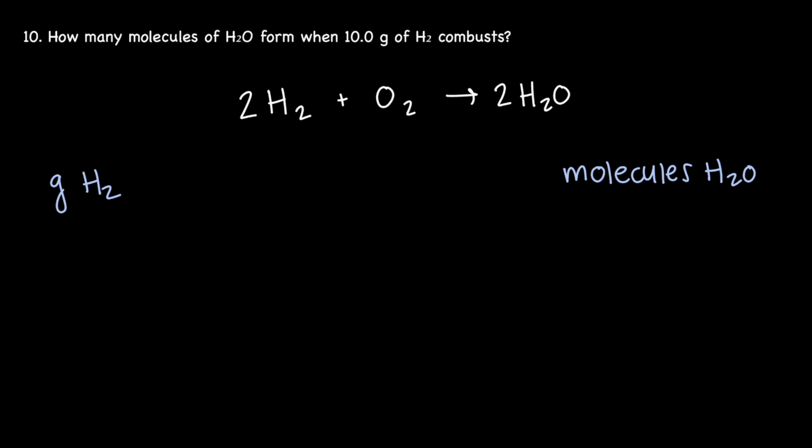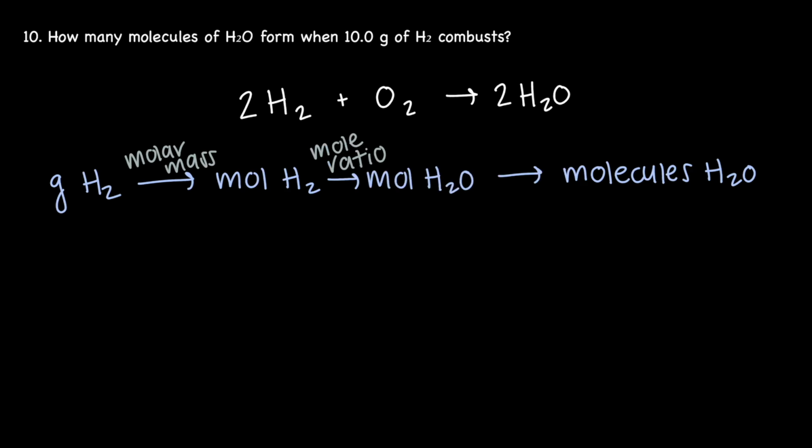We are ending with a new identity, so we will need to go from grams of H₂ to moles of H₂ using molar mass, use the mole-to-mole ratio from the balanced equation to get moles of H₂O, and then convert to molecules of H₂O using Avogadro's number.